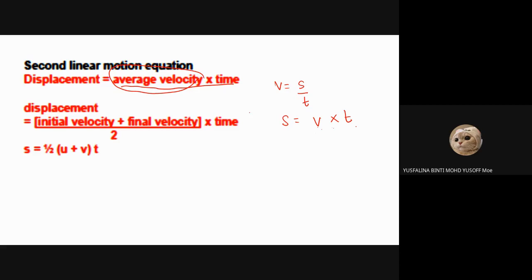So s is equal to u plus v, divided by 2 because you want to find the average, and then multiplied by t. Then take out the 1 over 2, so it will become like this. So this is the second equation. Are you clear about this one? So how about the third linear motion equation?